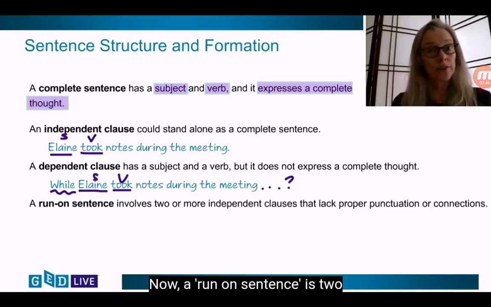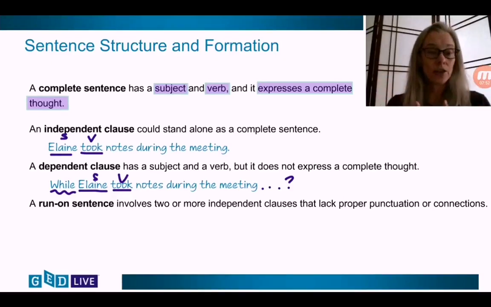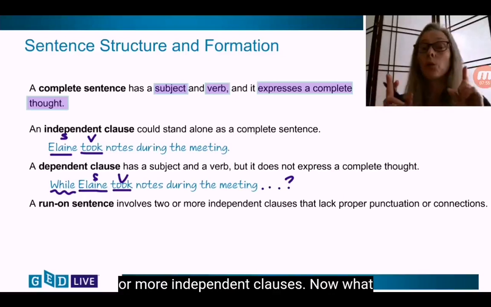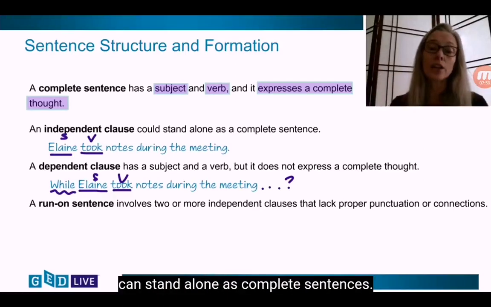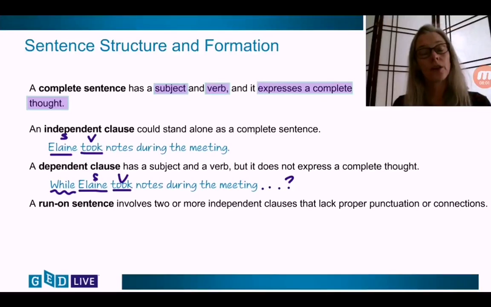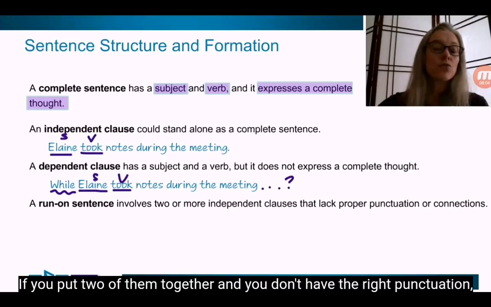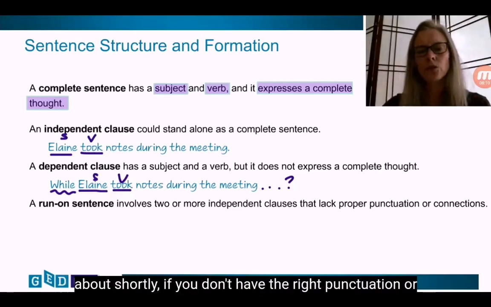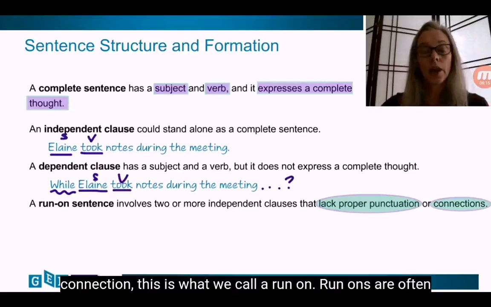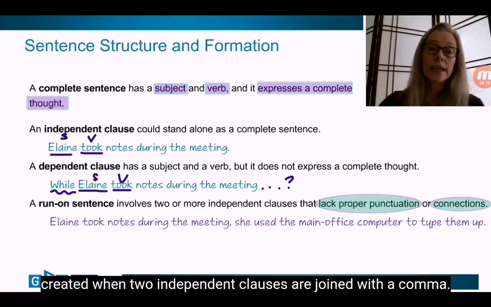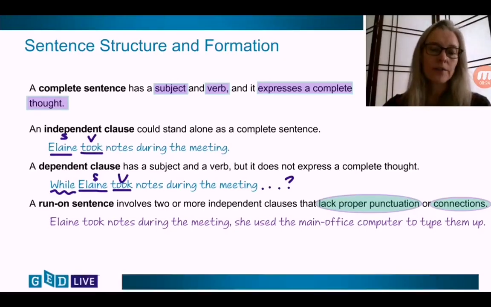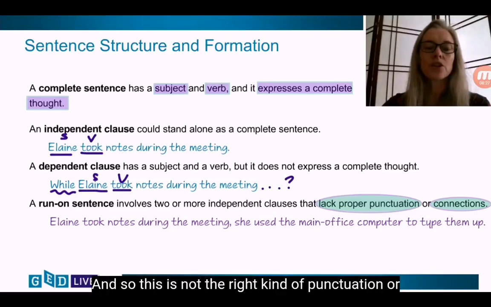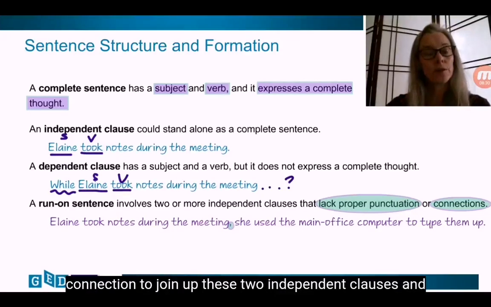Now, a run-on sentence is two or more independent clauses. What you know about independent clauses is that they can stand alone as complete sentences. But if you put two of them together and you don't have the right punctuation, or you don't have the right connector word, which we'll talk about shortly, this is what we call a run-on. Run-ons are often created when two independent clauses are joined with a comma. And so this is not the right kind of punctuation or connection to join up these two independent clauses.